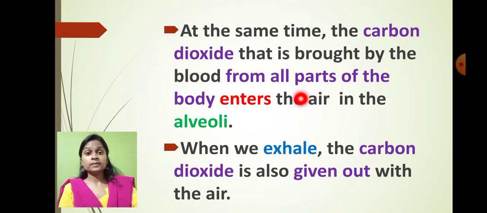So when the blood reaches the lungs near the alveoli, the alveoli give in the oxygen and the alveoli take up the carbon dioxide. So when we exhale, what does it mean? Giving out the air. The process of giving out air is called what? Exhale. So when we exhale, the carbon dioxide is also given out with the air. Are you getting my point?